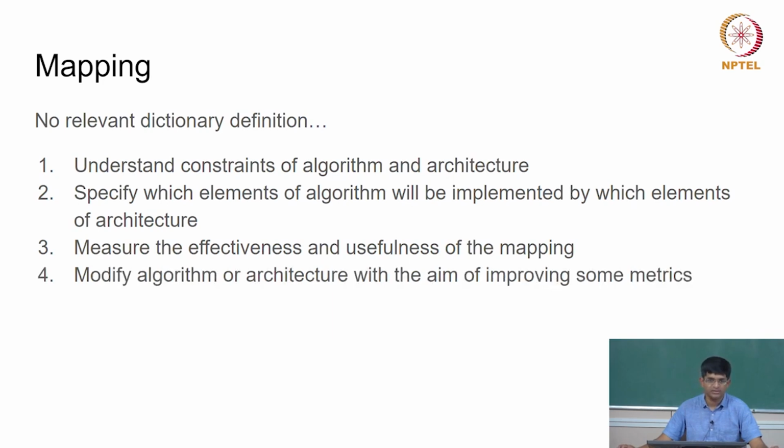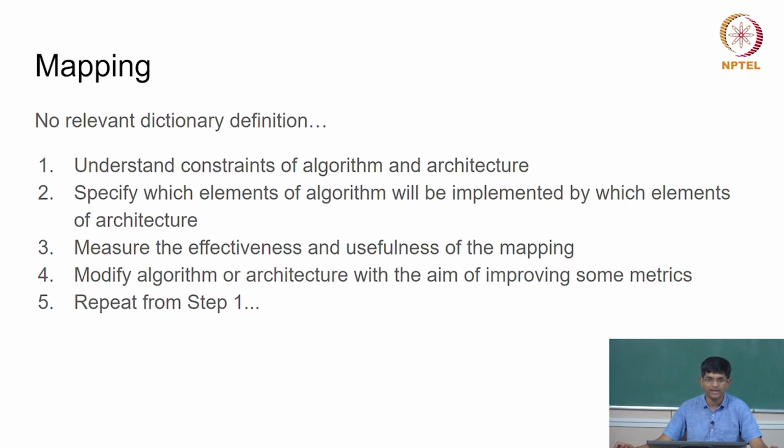And finally comes the stage of, okay, we have measured the effectiveness, can we modify either the algorithm or the architecture that's available to us with the aim of improving some of the metrics that we tried to measure in step 3. And of course, this is an iterative process. Go back to step 1 and repeat the entire thing once again, right?